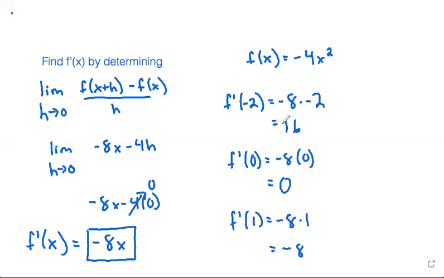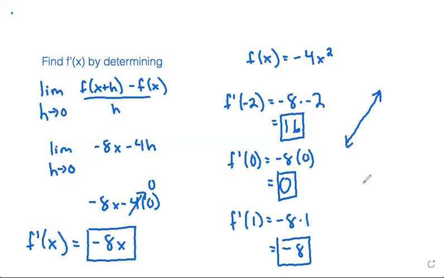So those are my three slopes of my tangent lines at x equal to negative 2, 0, and 1. So what this means is that when x is equal to negative 2, my slope of my tangent line is going to be a positive 16. So it's going to have a positive slope for its tangent line graph.